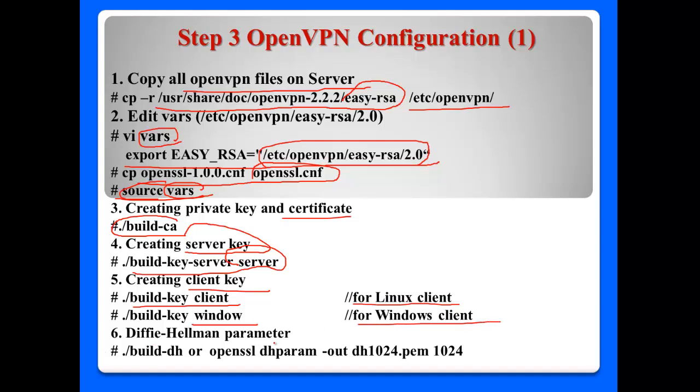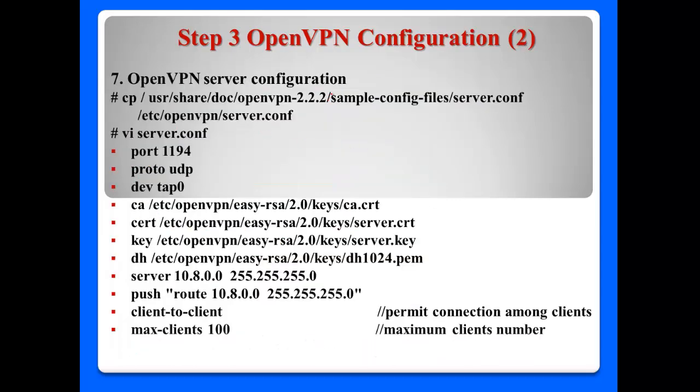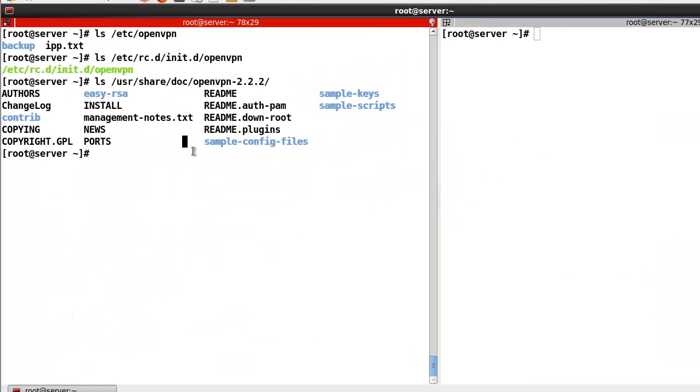And number 6, Diffie-Hellman parameter. So to start OpenVPN, normally we need this parameter using this command, build-dh or openssl dhparam, output the file name like this. And after that, number 7, we need to make or configure the server file, this one. So in this directory, sample config file, we can find this one and copy it here. And after that, we need to configure this kind of things. So let's start this one.